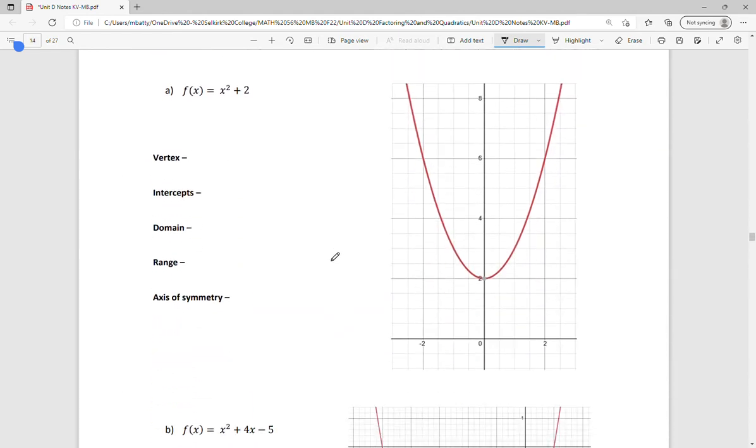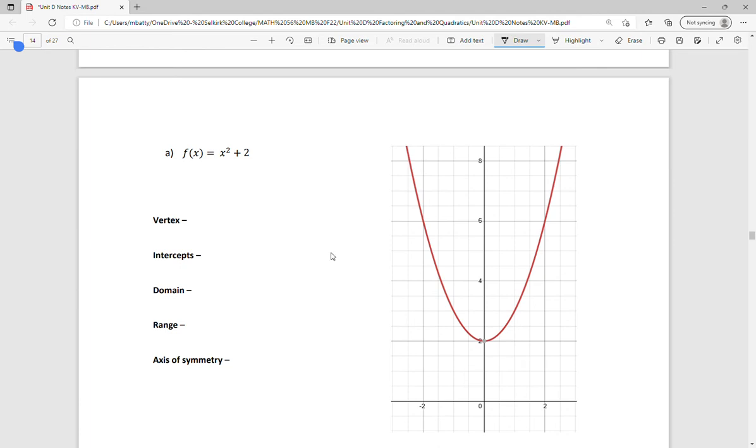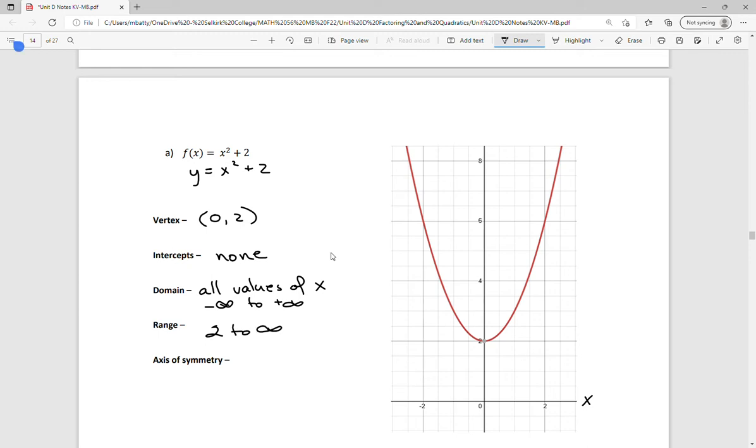Let's try another one. So this one's a little more complicated. It is in function notation. You could say y equals, right? Same thing. The vertex for this one would be the ordered pair (0, 2). The intercepts, again, it doesn't cross the x-axis, so none. The domain is going to be all values of x, or negative infinity to positive infinity. And the range of it is going to be 2 to infinity, or 2 and greater. The axis of symmetry is going to be x equals 0.